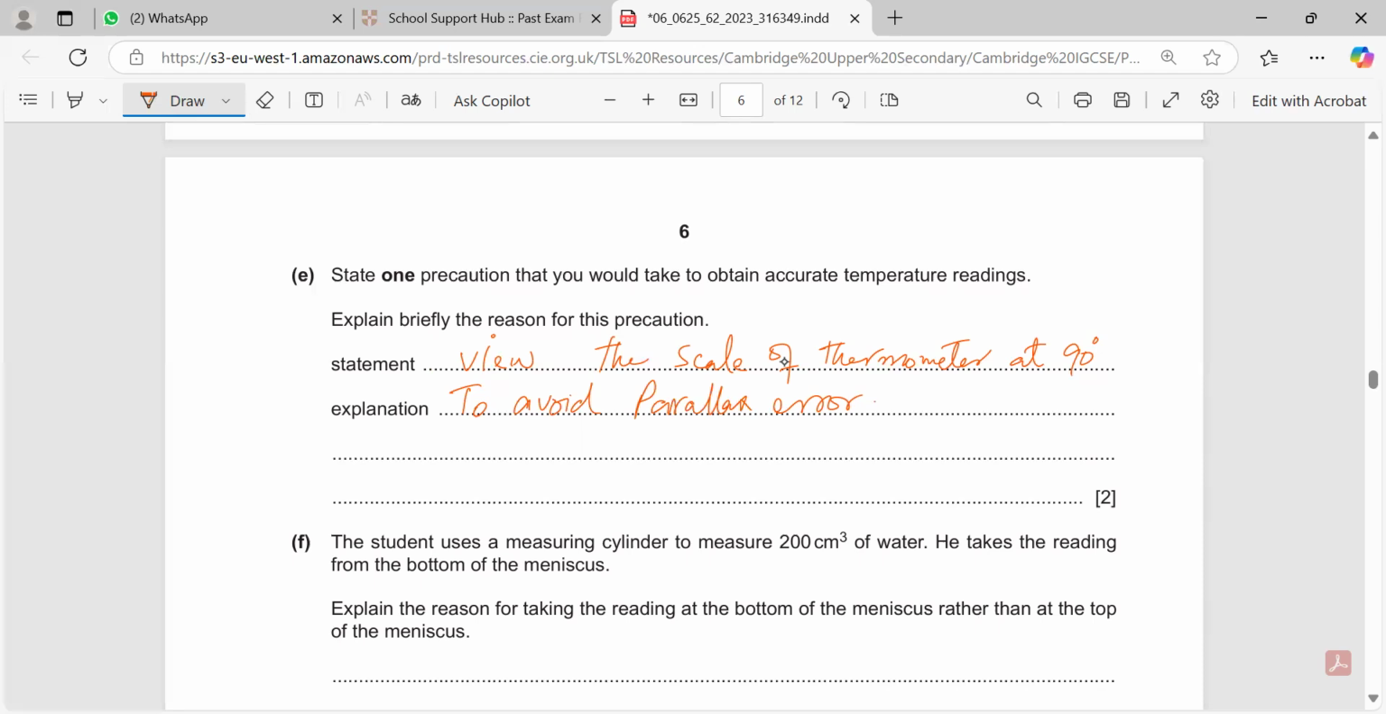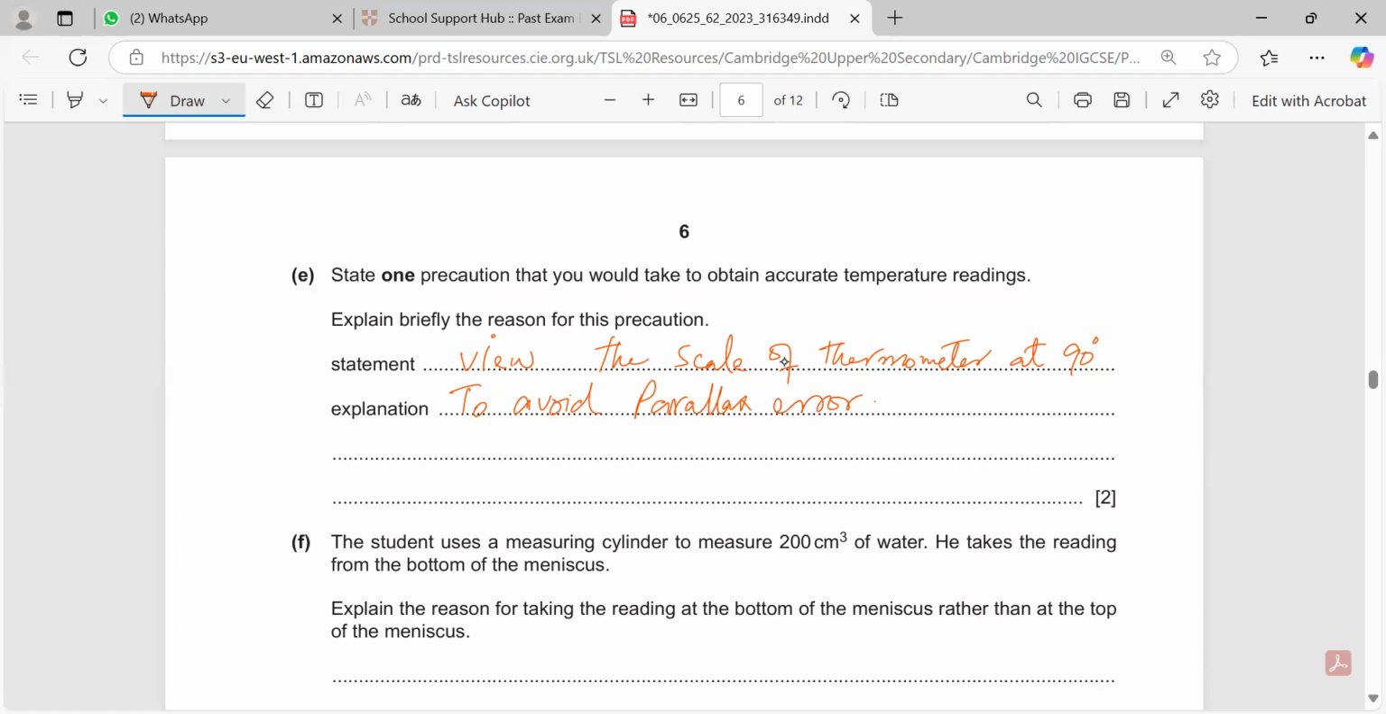Or as I told in some previous question, the bulb of the thermometer should not be touching the beaker. Why so? Because the temperature of the beaker will be different from the liquid. So that can be the explanation in this case.